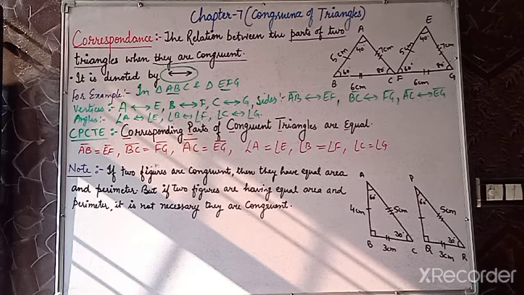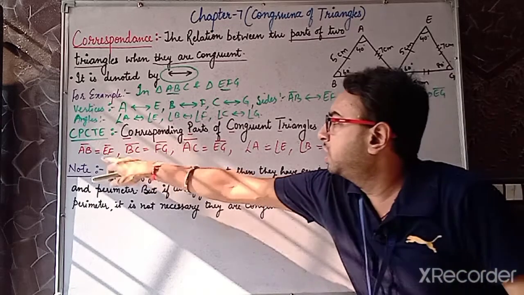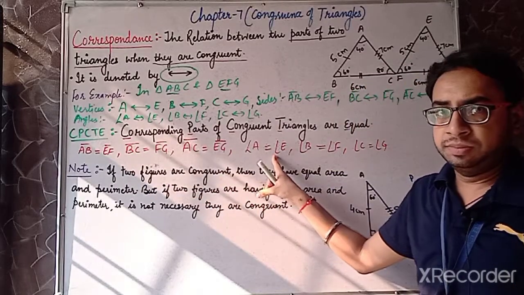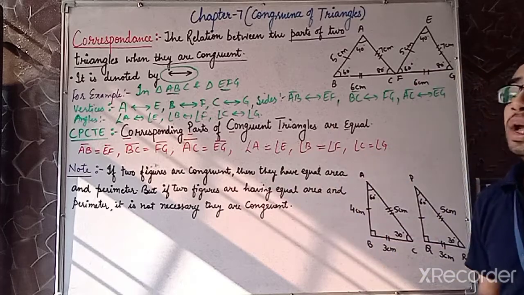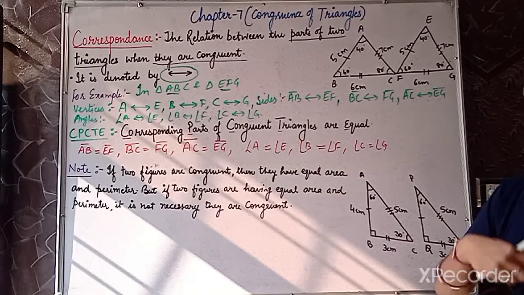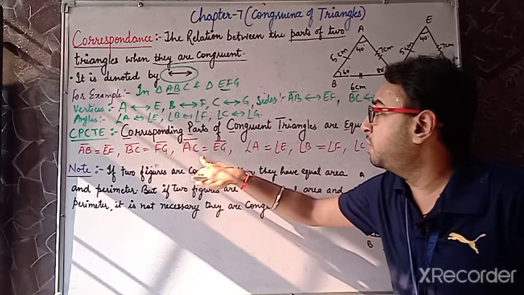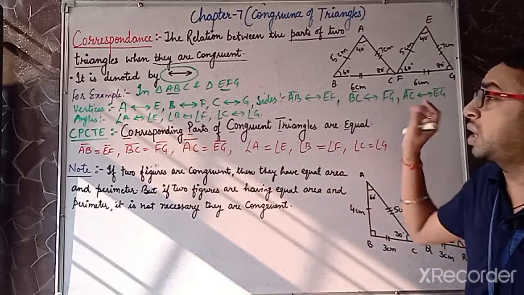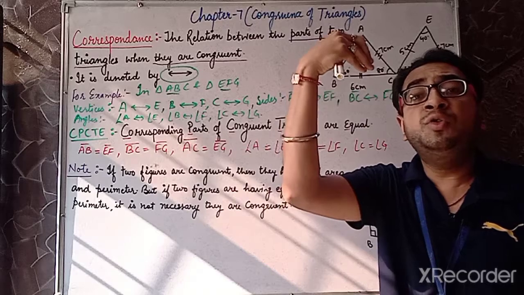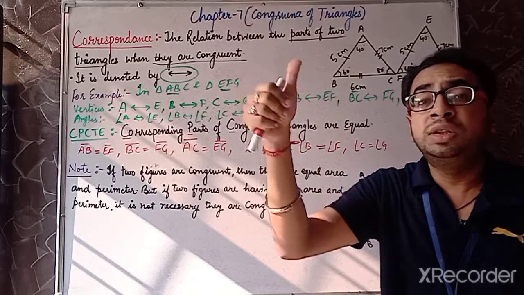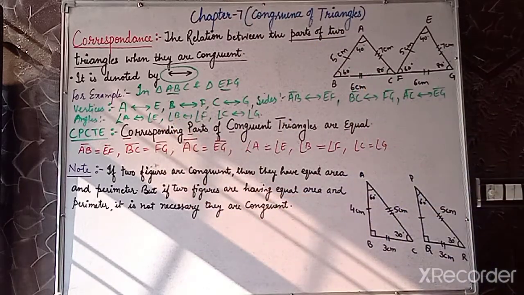For example, in a triangle they may have given that these two sides are equal and these two angles are equal. If we have proved that the triangles are congruent, by that we can prove the rest of the corresponding parts are also equal. By proving two triangles congruent, we can prove the rest of the corresponding parts equal. This is what CPCT states. Are we clear? Next, let's move on to the note.